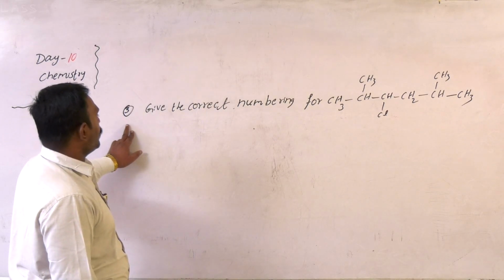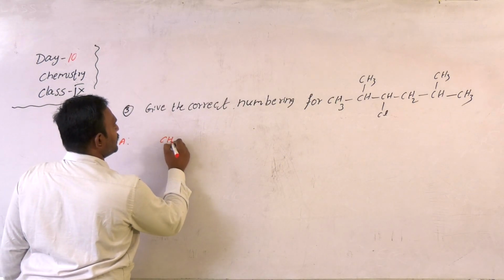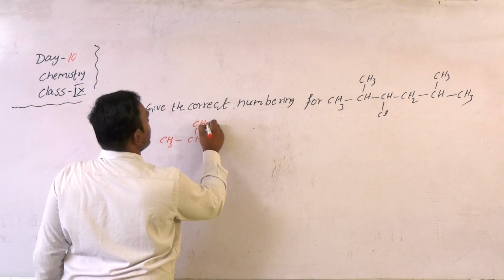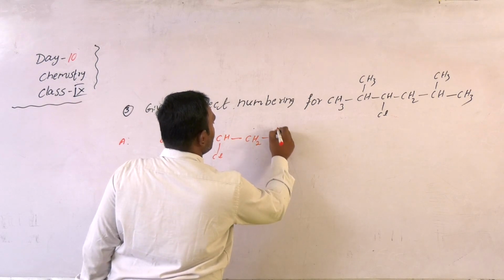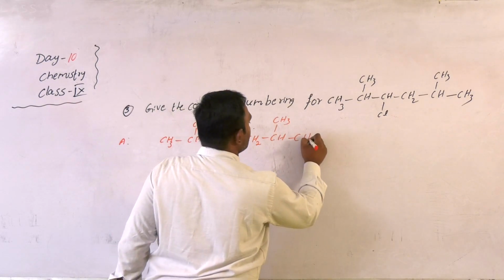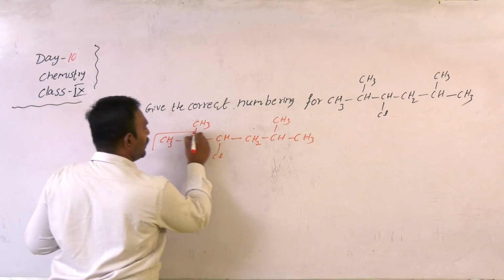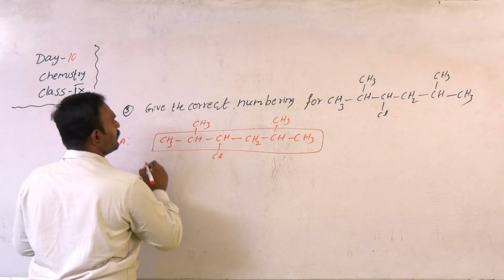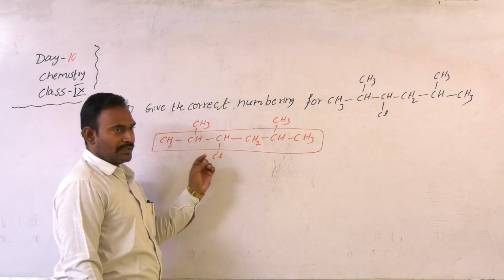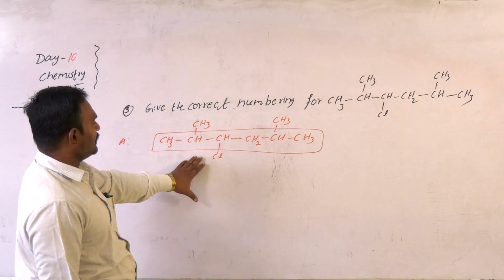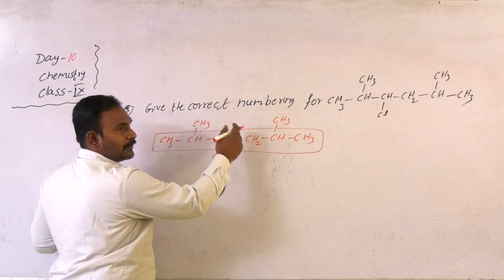Next, our third compound: give the correct numbering for the given compound. So what is the compound here? CH3, CH, CH3, CH, Cl, CH2, CH, CH3, CH3. First of all, we have to select the longest possible chain. So it is our longest possible chain. The maximum number of carbons will be 6. And these are the branches and the substituent. Total how many branches are there? 2 branches and 1 substituent, which we can write as the secondary prefix.